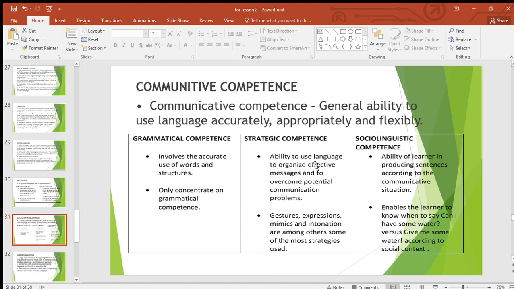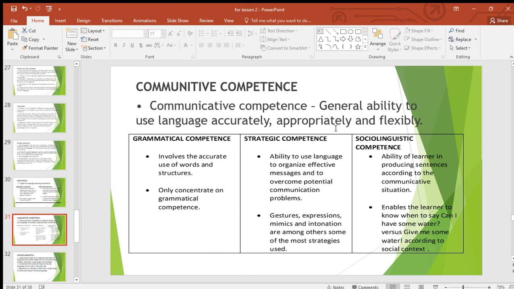Ano? Next is strategic competence. The ability to use language to organize effective messages and to overcome potential communication problems. Gestures, expression, mimics, and intonations are among some of the most used strategies. So in strategic competence, I will be looking at how you deliver the messages. Are your messages concise? Are your messages clear? When you say read, is it in the past tense or do you mean read in the present tense? Okay. In the past tense, I mean.